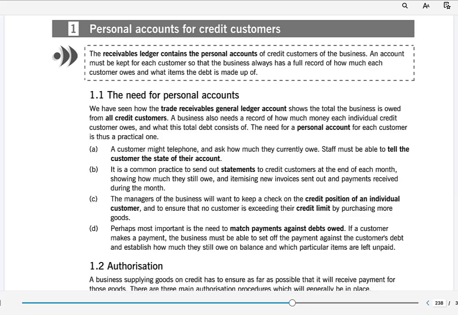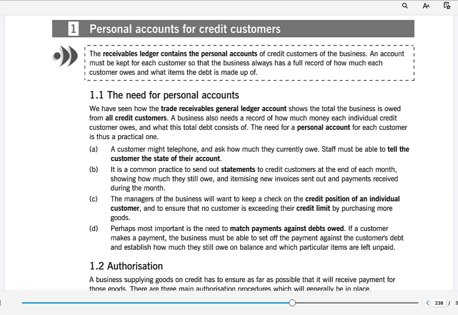What goes into a customer personal account? In this chapter, a customer personal account will normally show three big types of entries. 1. Sales on credit, meaning invoices. An invoice increases what the customer owes, so the customer account increases. 2. Sales returns, meaning credit notes. A credit note reduces what the customer owes, so the customer account decreases. 3. Payments received, meaning receipts. When the customer pays, what they owe reduces, so the customer account decreases.